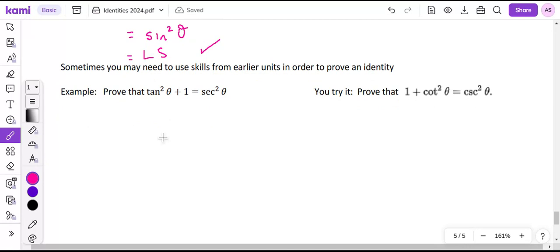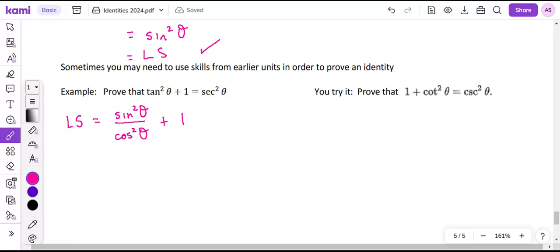We know that tan, I'm going to start with my left-hand side here, tan is sine over cosine. I'm going to replace tan squared with sine squared theta over cosine squared theta, because tan theta is equal to sine theta over cosine theta, plus 1. Yeah, that's the left-hand side, right?